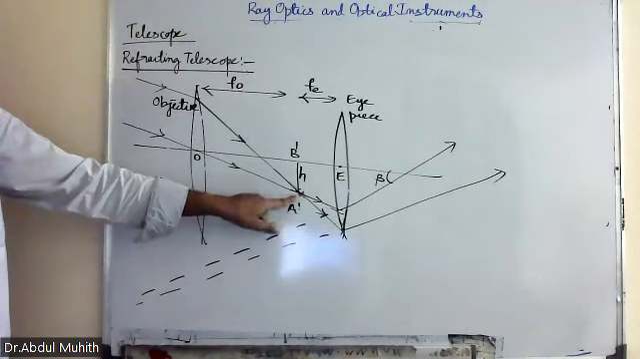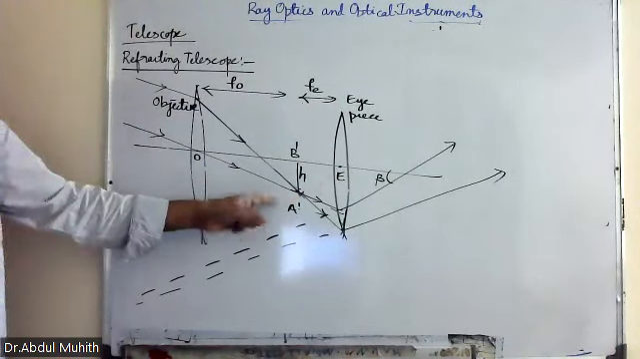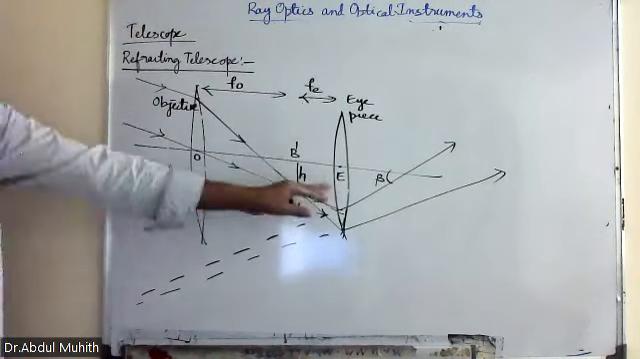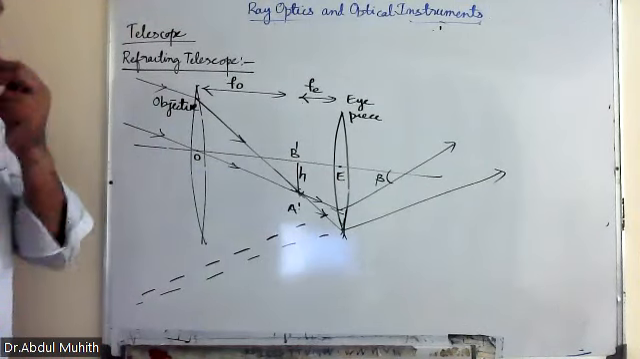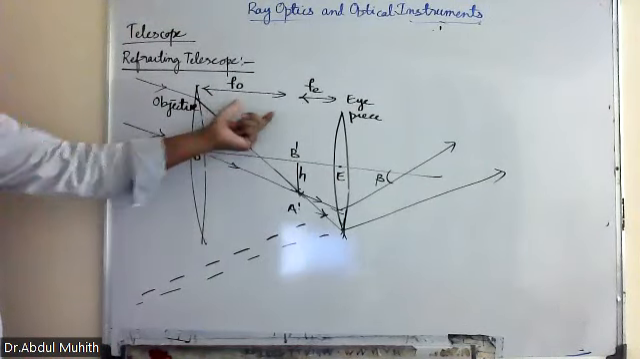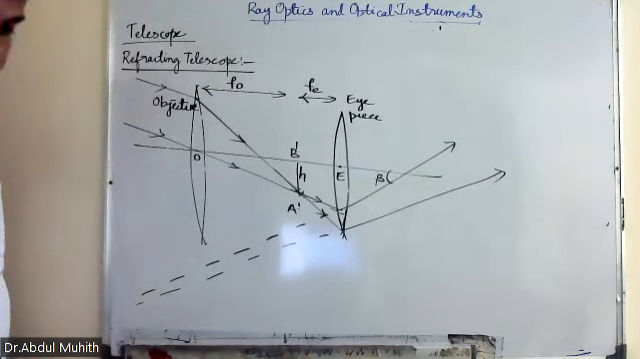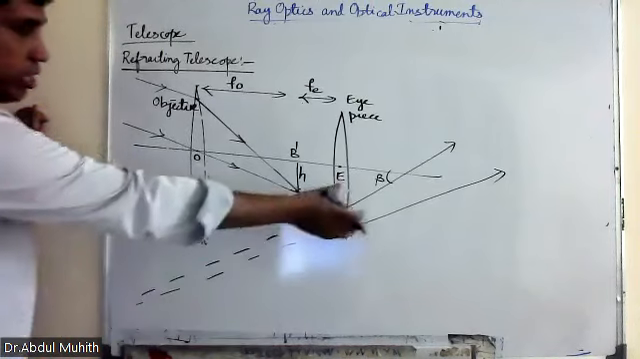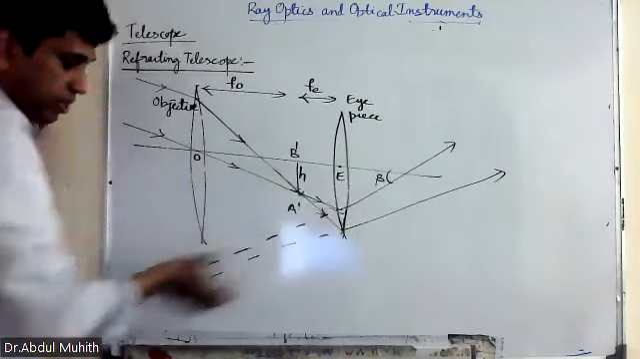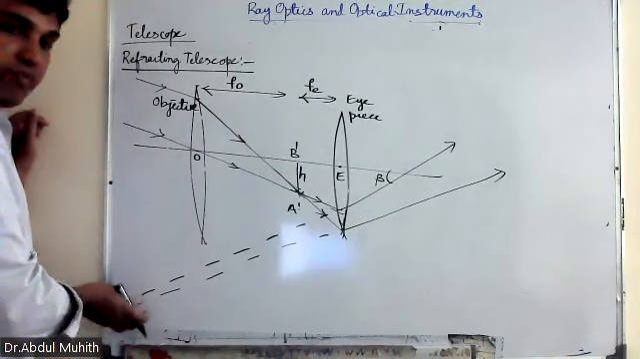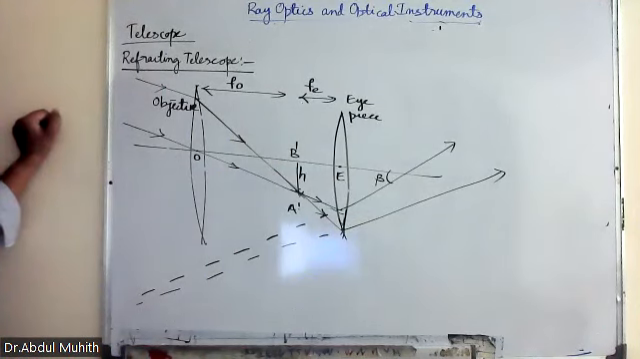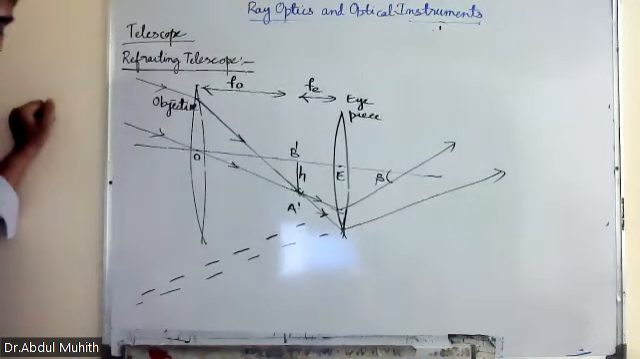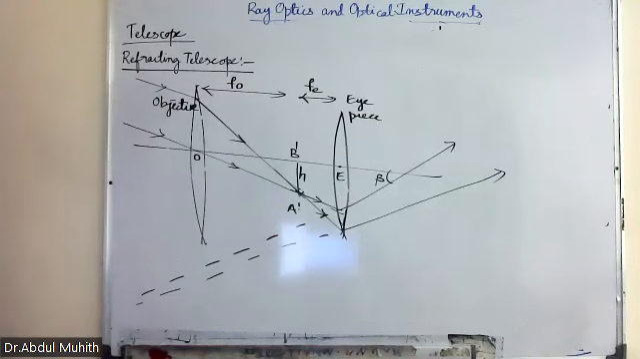So the image of the objective is acting like an object for the eye lens. Fo is the focal length of the objective. Fe is the focal length of the eye lens. Clear? And beta is the angle. So we have the magnification formula, and the image. When you extend these rays backward, the image is formed somewhere at infinity. So is it a real image or virtual image? Virtual. It's a virtual image. Very good.